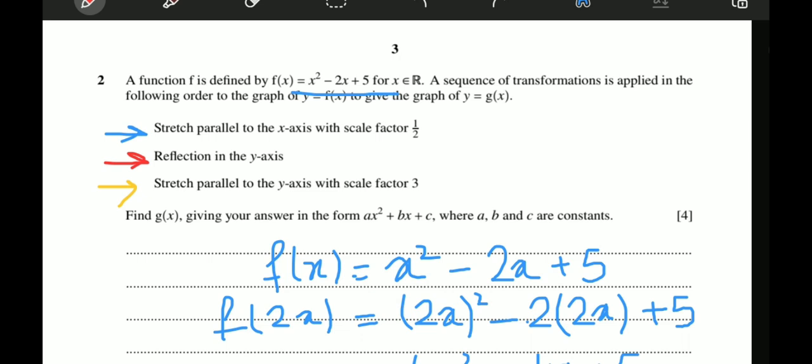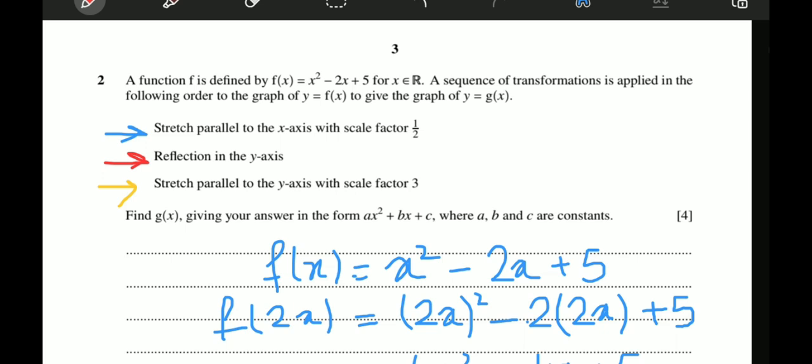A sequence of transformations is applied in the following order to the graph of y equals f of x to give you the graph of y equals g of x. Stretch parallel to the x-axis with scale factor 1 by 2, then reflection in the y-axis, and then stretch parallel to the y-axis with scale factor 3. There is a sequence of transformations.